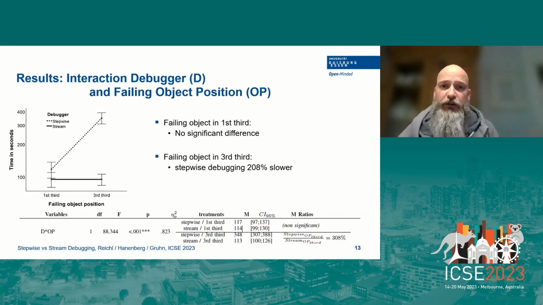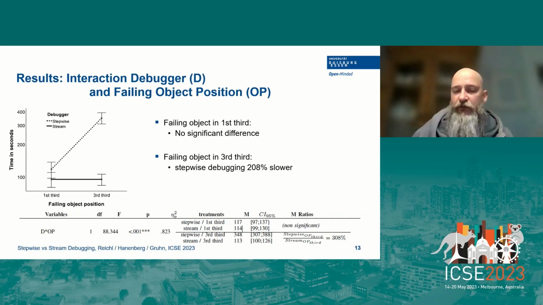The other interaction effect is on the object position, so the position of the object in the collection. If it appears relatively early in the collection, we didn't measure any significant difference at all. But in case it appeared very late, the stepwise debugger was about 200% slower than the stream debugger.